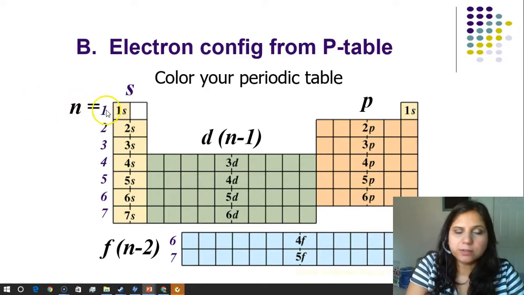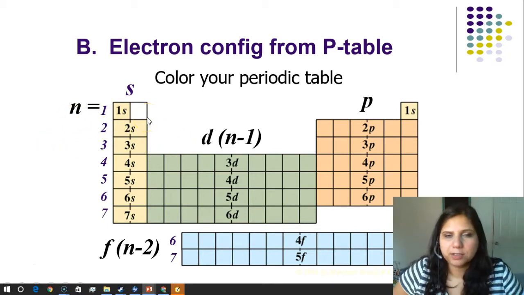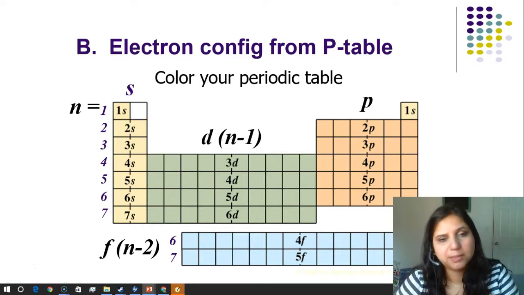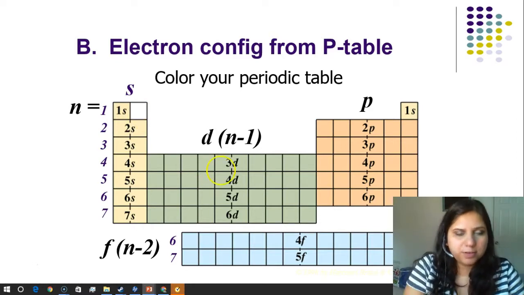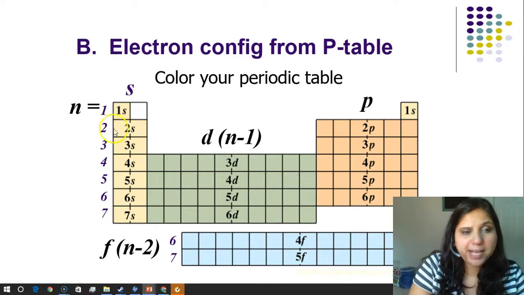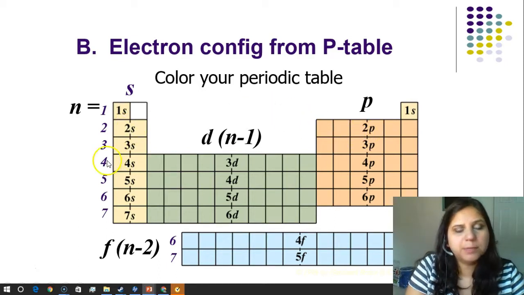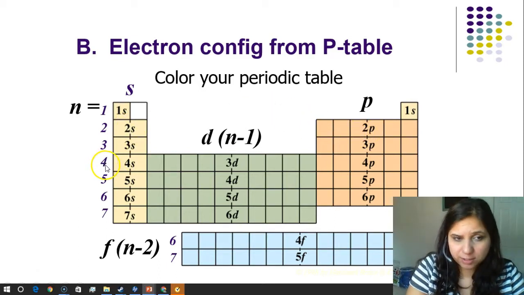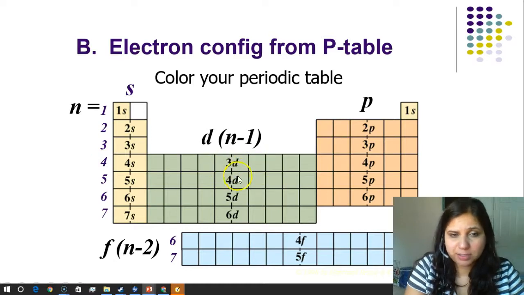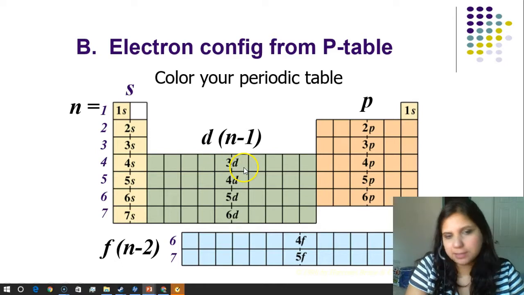N is equal to, this is row 1, row 2, row 3. This is the energy level that those electrons are in for that particular element. Now, if you notice, the number next to the orbital matches the row numbers for S and for P, but if you look in the fourth energy level, it does not match for D.